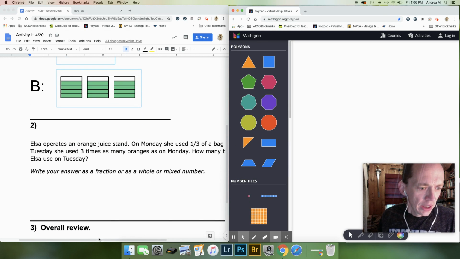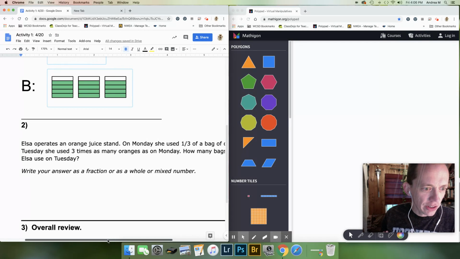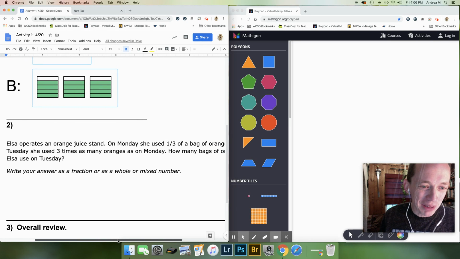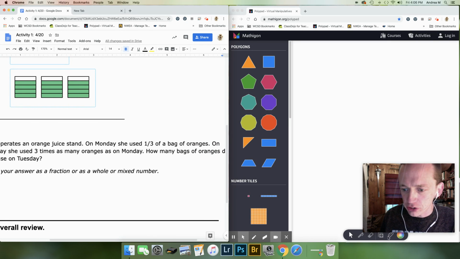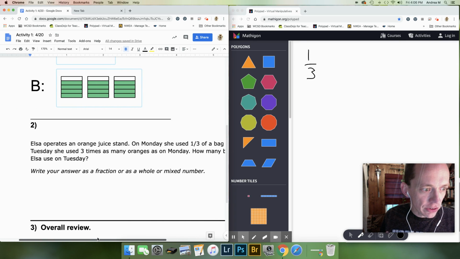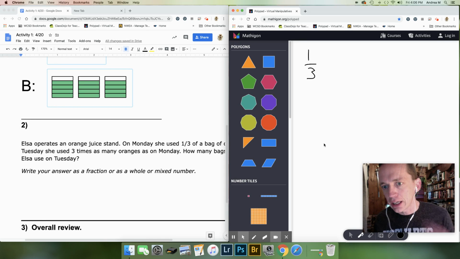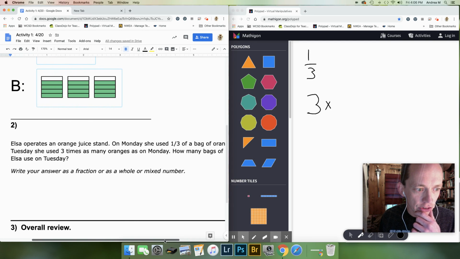Number 2 says Elsa operates an orange juice stand. I wonder if it's a frozen orange juice stand. On Monday, she uses 1/3 of a bag of oranges. Here's what I'm going to do while I'm reading this: I just want to make a record of my work. So on my pad here, that's 1/3. Back over here, a bag of oranges. On Tuesday, she uses 3 times as many oranges as on Monday. I'm just going to read that language and think, okay, that's saying 3 times. So the next day she's using 3 times as many. How many bags of oranges did she use on Tuesday?